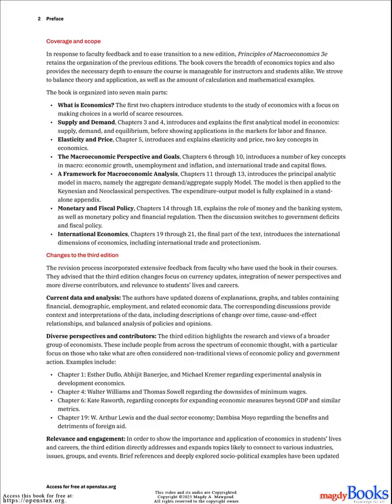Chapters 11 through 13 introduce the principal analytic model in macro, namely the aggregate demand, aggregate supply model. The model is then applied to the Keynesian and neoclassical perspectives. The expenditure output model is fully explained in a standalone appendix.